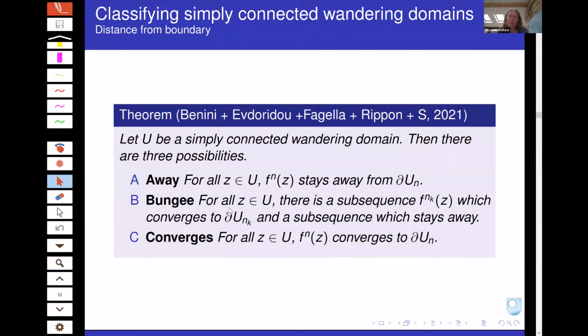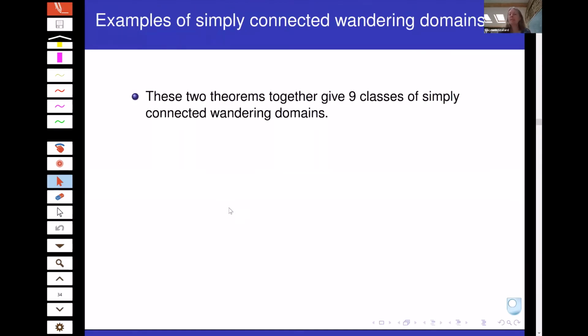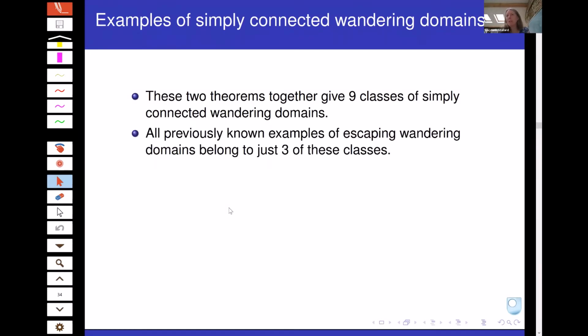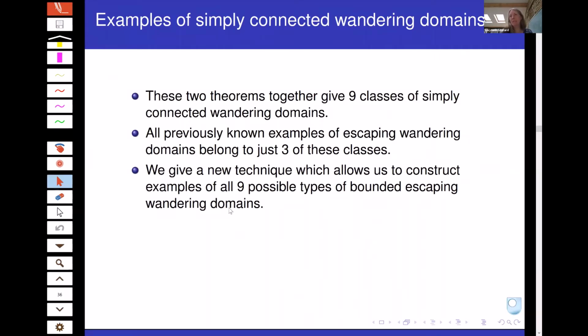So this was the first part of the work that we looked at together, and as I say, we get these nine classifications. Because you've got two different classifications, each of which has three cases, if you put that together you get nine different classes. And the interesting thing was that all the examples that were out there just belong to three of these classes. So then you have this question, well, do these other six exist? And one of the things we have is a technique which gives you examples of all nine possible types. So they do all exist. You do really get this rich behaviour, much more than you get from the wandering periodic Fatou components.